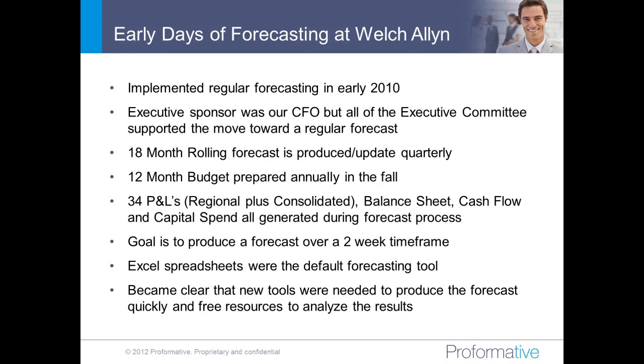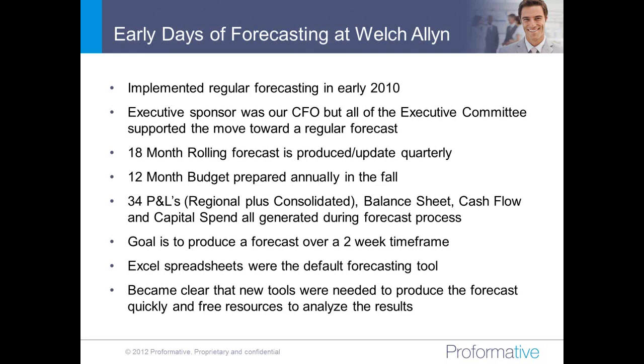We do an 18-month rolling forecast here at Welch Allyn, and we produce that quarterly. Our process is that in the third month of a quarter, we spend about 2 weeks producing the new 18-month forecast. Then after we close that third month of the quarter, we adjust and finalize the new forecast, and then we begin reporting against it.